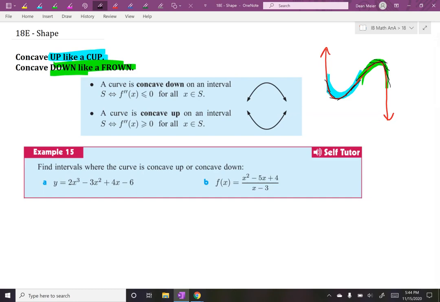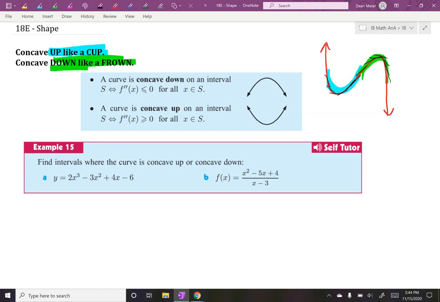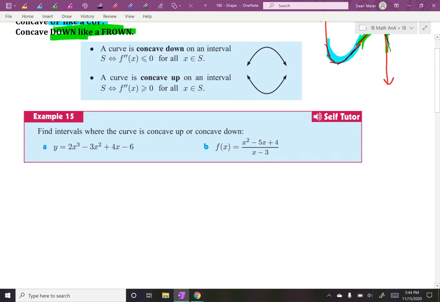And what tells you that? Well, that would be the second derivative. If the second derivative is negative, it will tell you that the graph is concave down. And if it's positive, it will tell you that the graph is concave up. So that's just more info and another reason to do another sign chart.